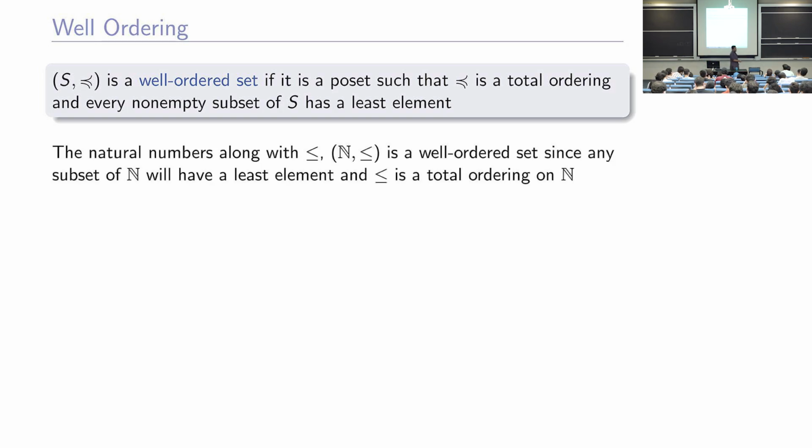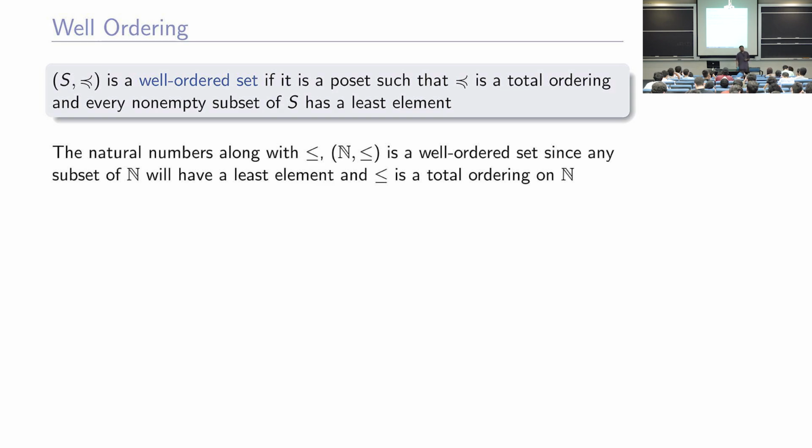Okay? So the natural numbers, let me quickly give you this. The natural numbers together with less than or equal to, (N, ≤), we know less than or equal to is a poset. This is totally ordered because you give me any two numbers, I can tell you whether a is less than or equal to b or b is less than or equal to a, right?